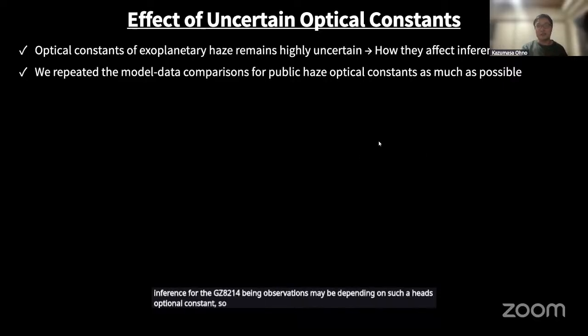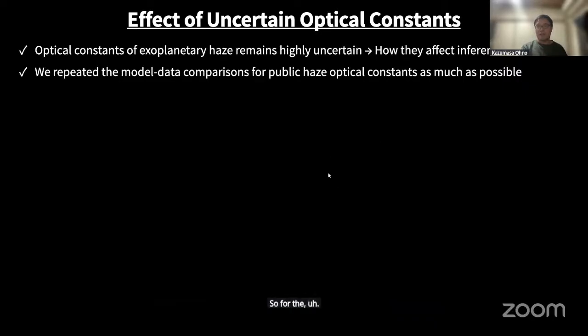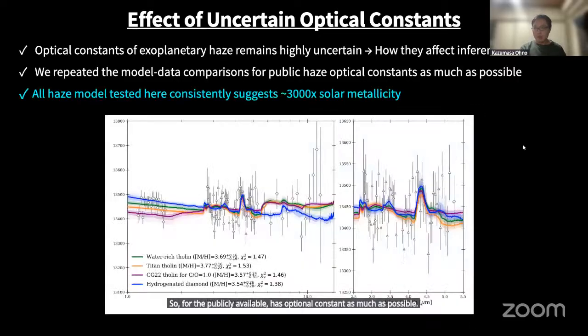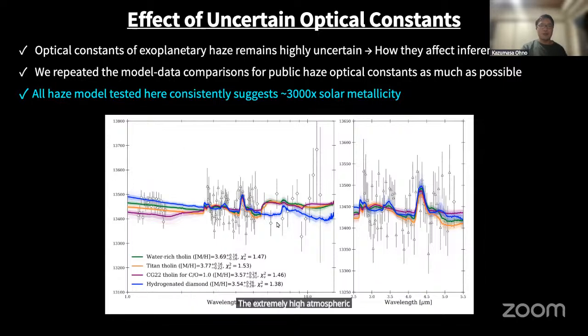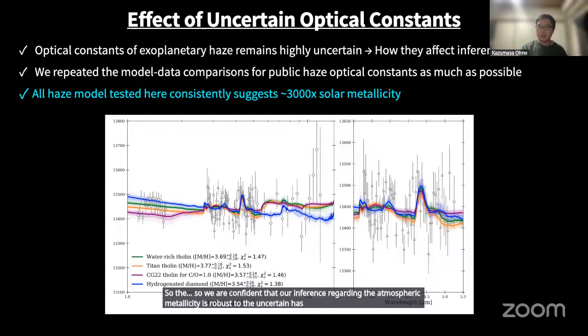So we repeat this model-data comparison for the publicly available haze optical constants as much as possible. And the good news is that basically all haze optical constants tested here consistently suggest an extremely high atmospheric metallicity, namely about 3,000 times higher than the solar value. So we are confident that our inference regarding the atmospheric metallicity is robust to the uncertain haze optical constants.